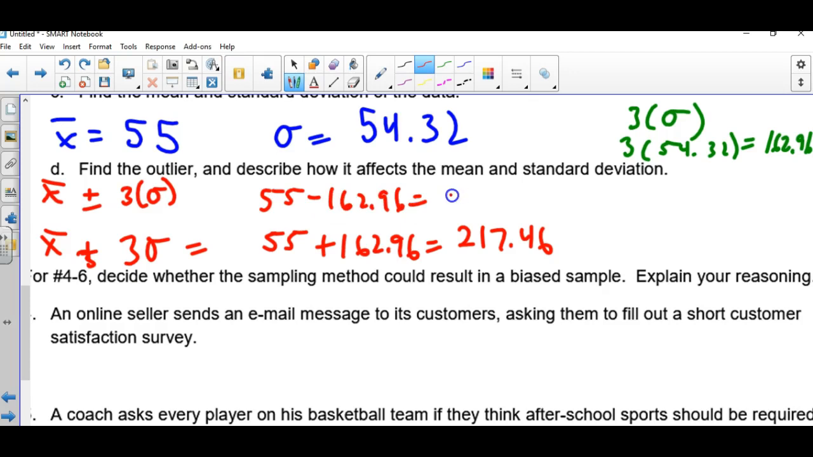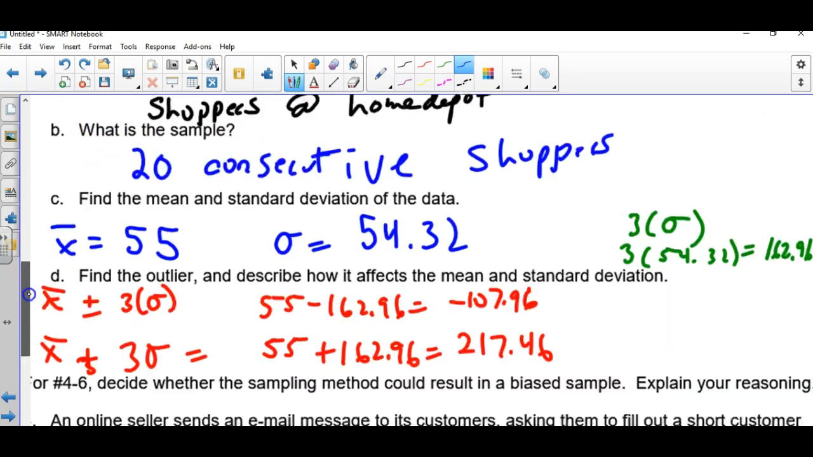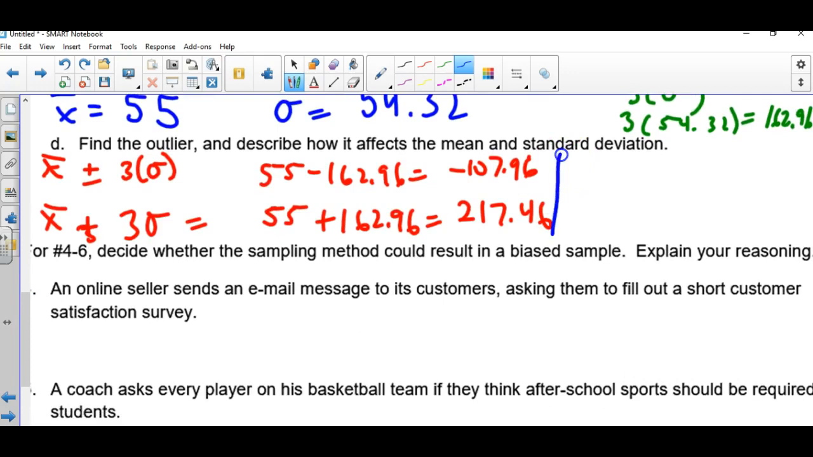On the latter side, if you were to subtract it, you'll get negative 107.96. But that doesn't exist. That one is way too low, so we're not even going to look at that. But anyway, the outlier will have to be greater than this or less than this. So when you look at your number set, is there a number that is greater than 217? And there is, 280. This is really obvious, guys. All those numbers are around the same amount. That's way off. So 280 is the outlier.